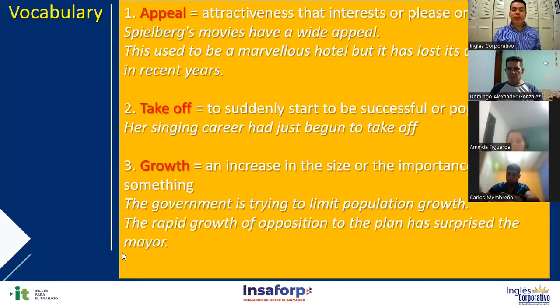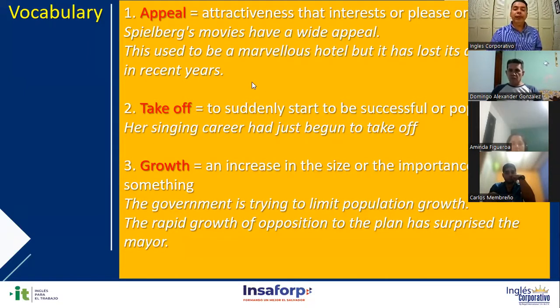Okay. For example, if you're watching a movie only in El Salvador, oh, come on, it's reduced. But if you're watching the movie in America, in Europe, in Africa, so it's wide, it's expanding. Understand? Expanding. Yes, thank you, mister. This used to be a marvelous hotel, but it has lost its appeal in recent years. Okay, thank you very much. I received your message, Debbie, I understand. Don't worry. Thank you, Debbie.